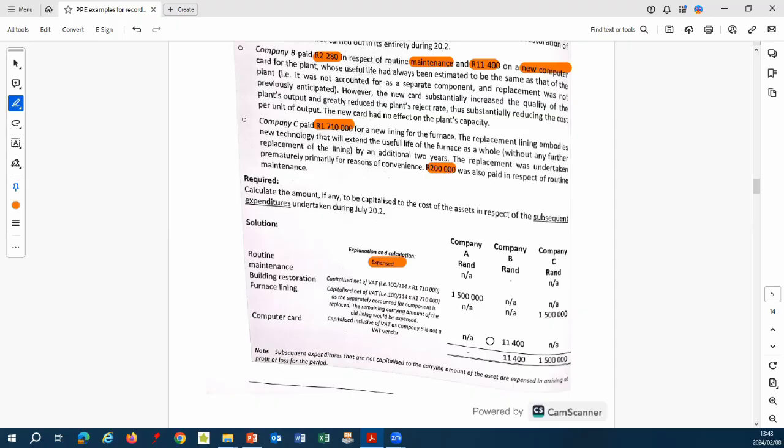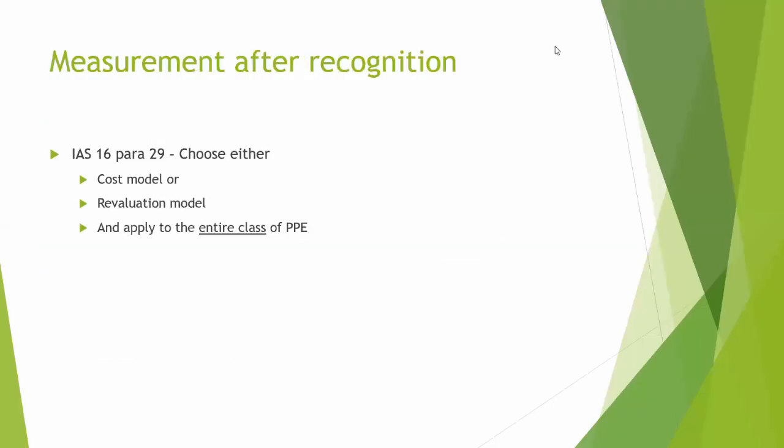And if I capitalize it, then I need to follow that cost principle that we learned in the previous recording. And so once we know that we have to capitalize that subsequent expenditure, it will form part of our cost. And then we would also have to apply the subsequent measurement criteria to that subsequent expenditure. So in other words, that subsequent expenditure will also be subject to our depreciation, whether we're on the cost or revaluation model, as well as impairments.